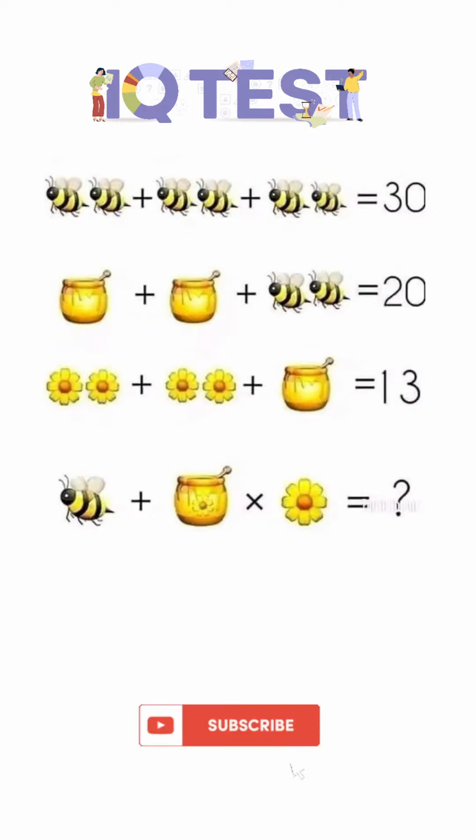So we have to find just one bee plus the honey jar. Don't forget that if you look very closely, the honey jar has a sunflower showing on it, then multiplied by the sunflower. Okay, so that is what we have.